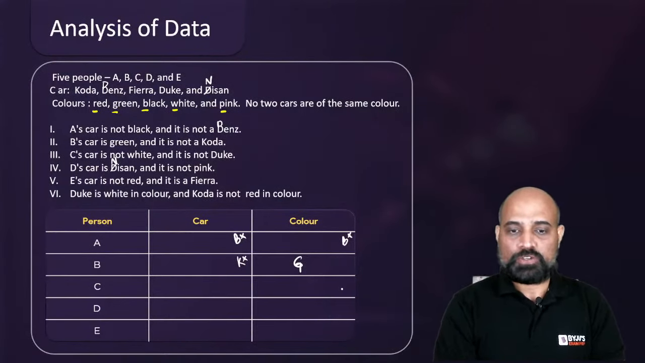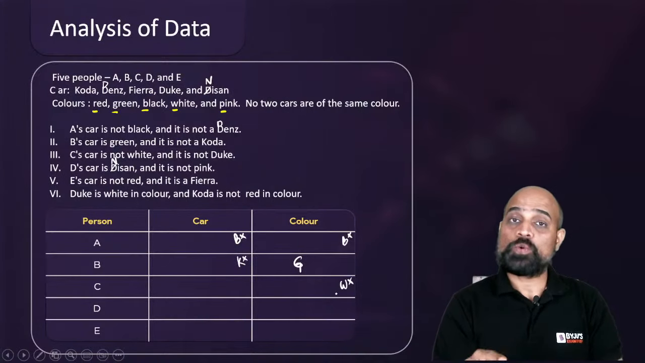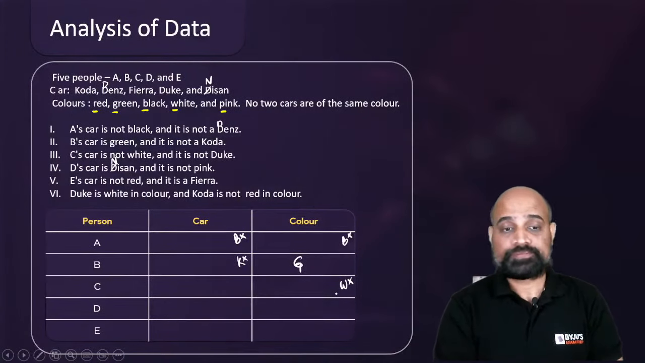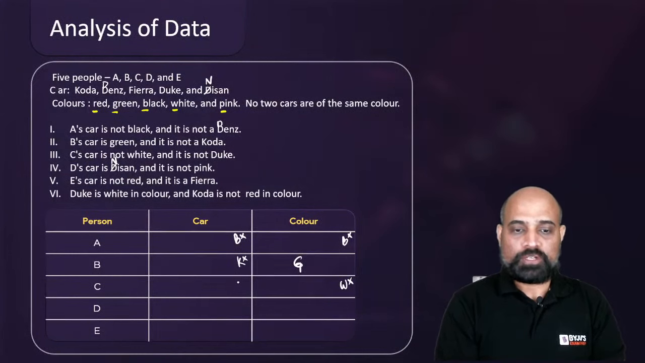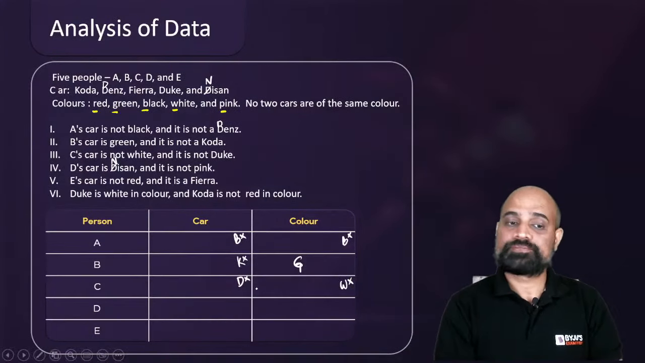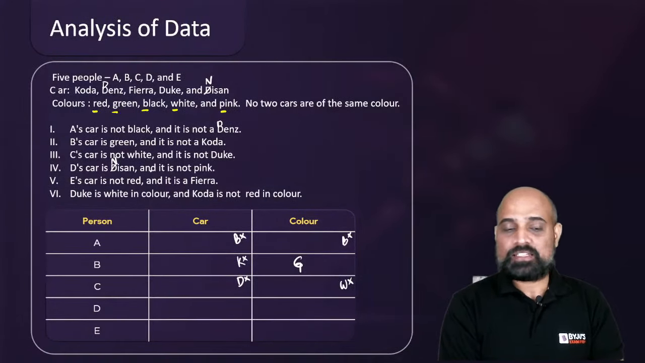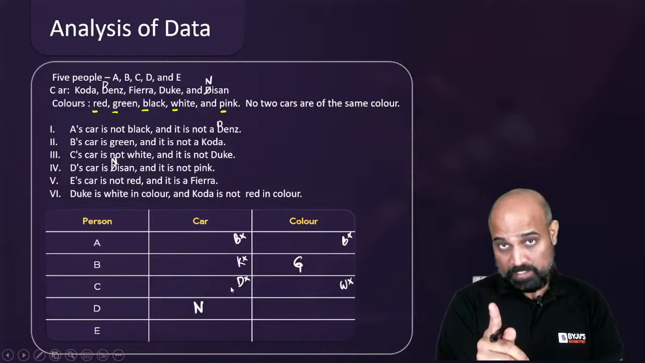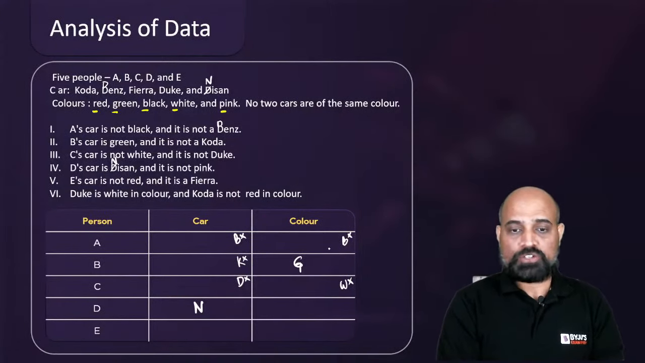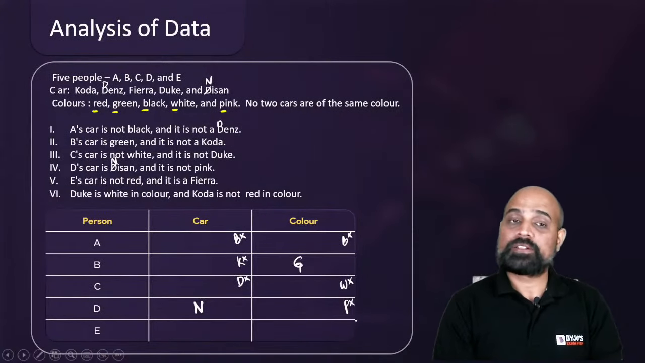C's car is not white. C's car is not white as well as not green. Dono nahi hai. And it is not Duke. So Duke bhi nahi hai. D's car is Nissan. So we will put N over here. The moment I put N over here means you can't have N in ABC as well. Right? And it is not pink. So this is not pink.